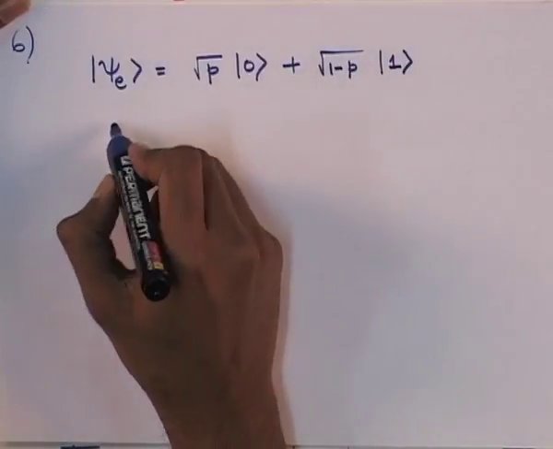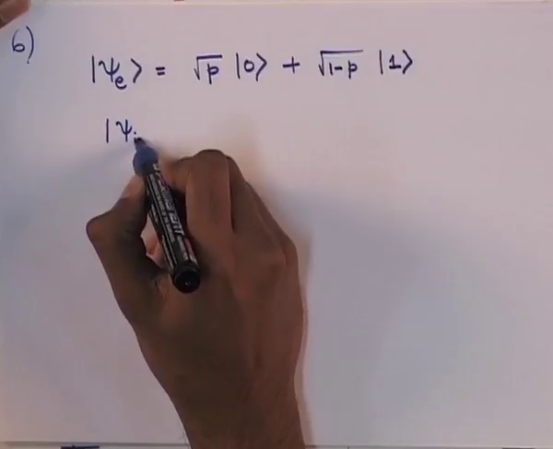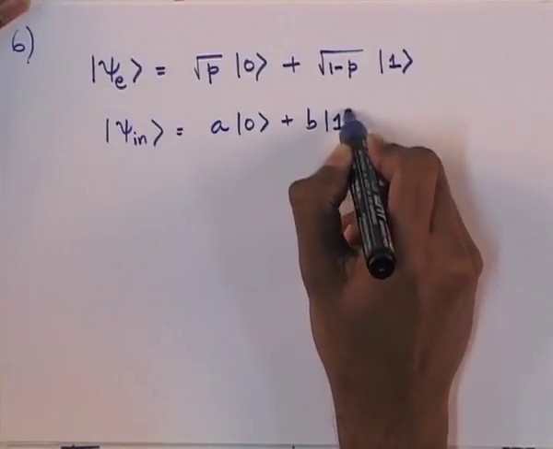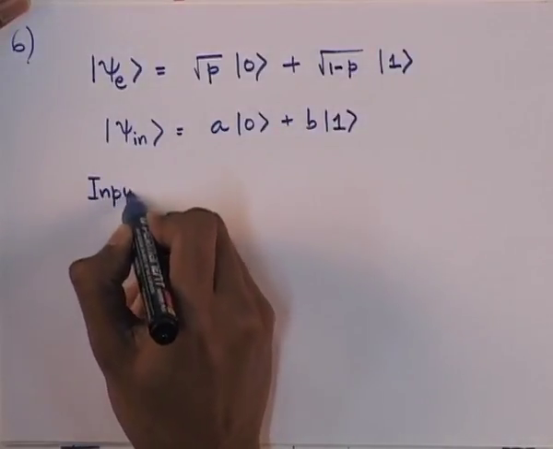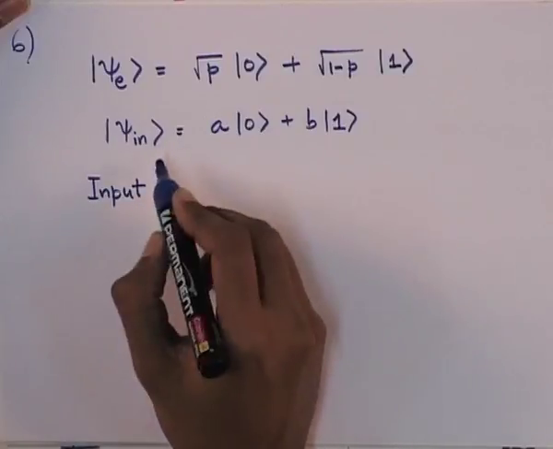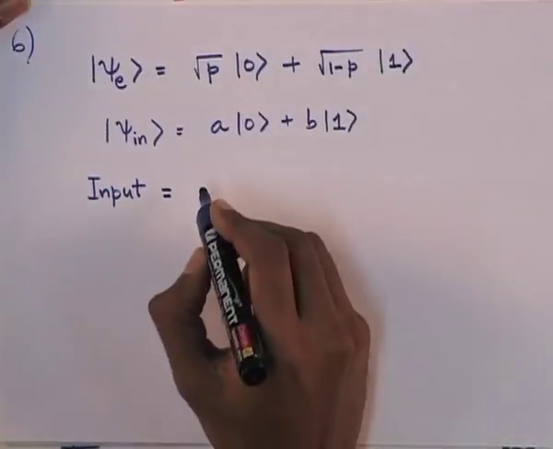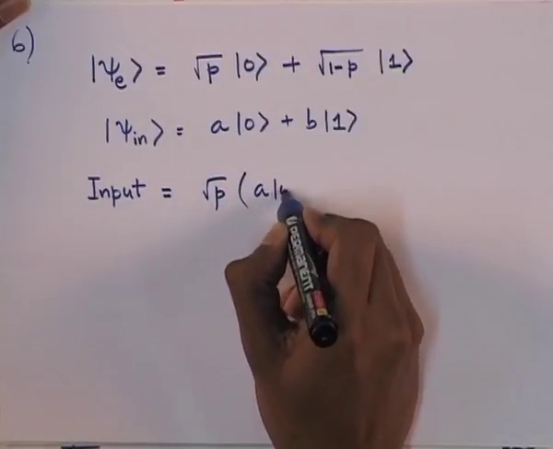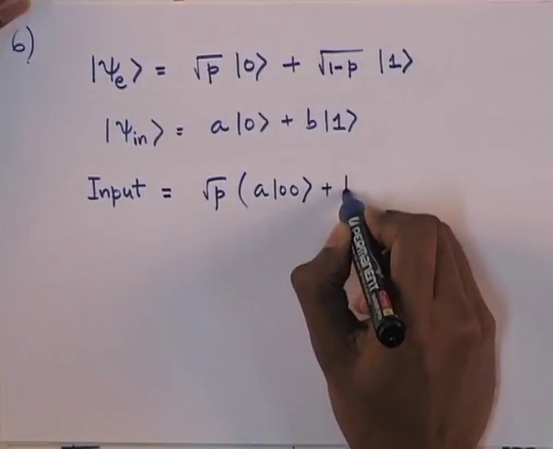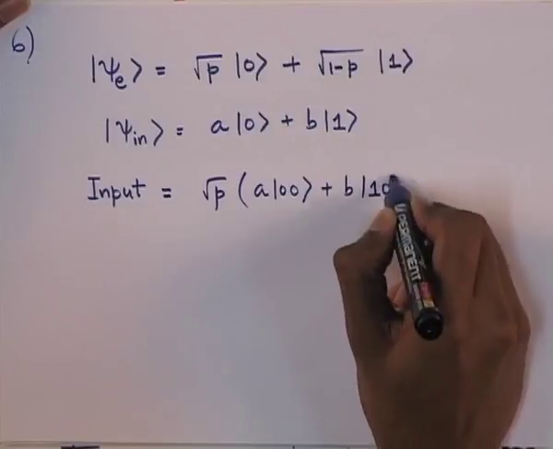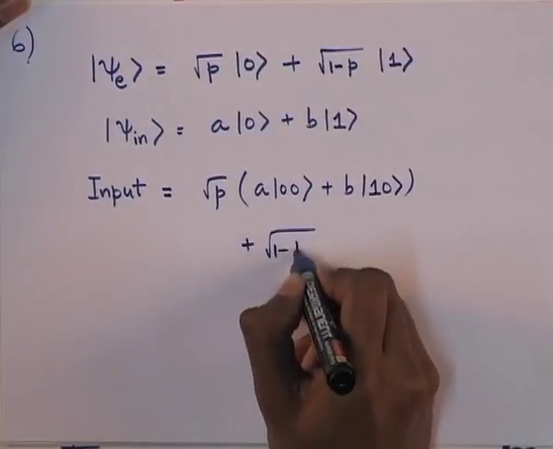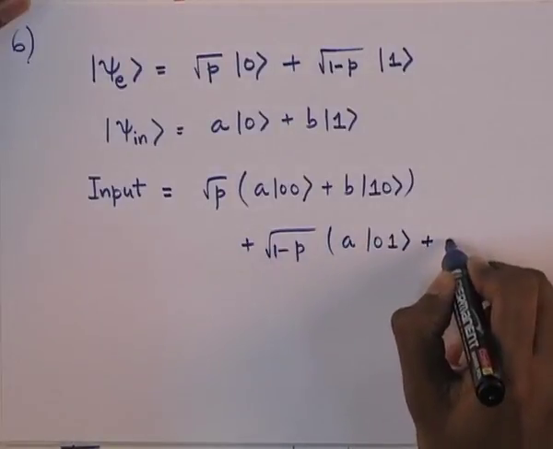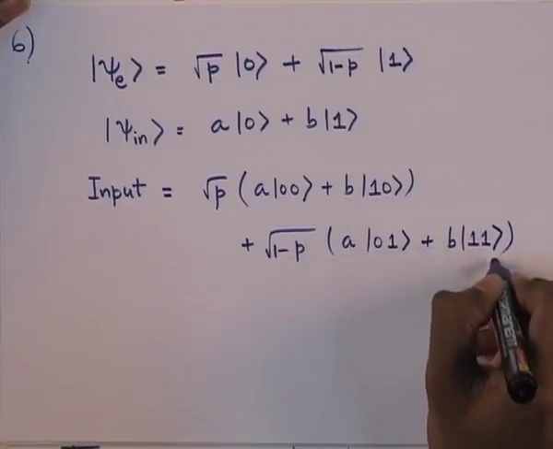So assume that psi in is a times qubit 0 plus b times qubit 1. So the actual input is psi in psi e. So the output is root p times a 0 plus b 1 0 plus root 1 minus p times a 0 1 plus b 1 1.